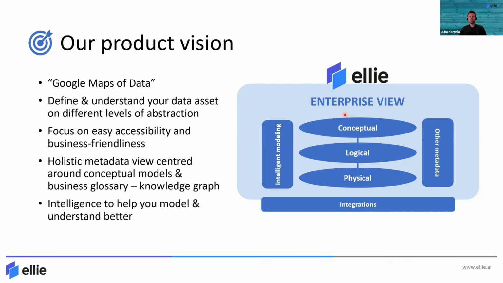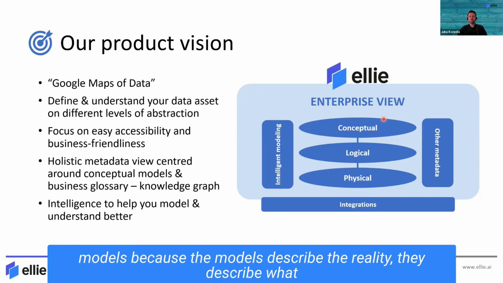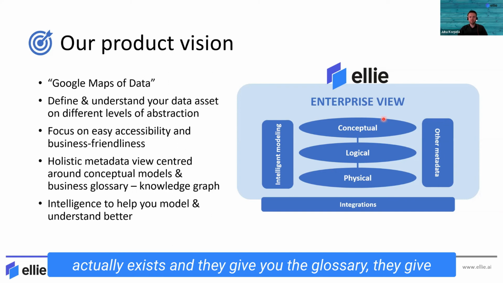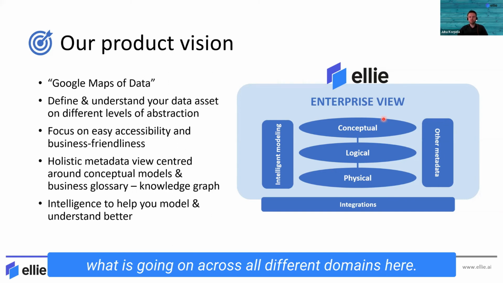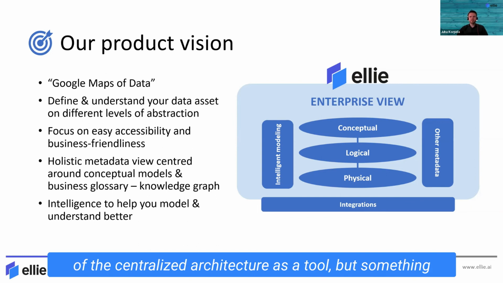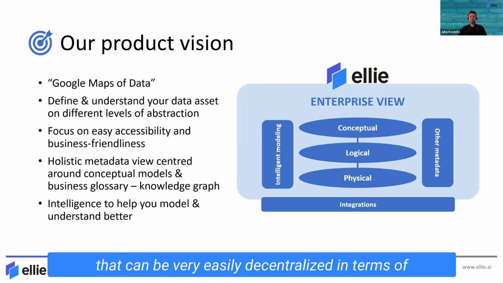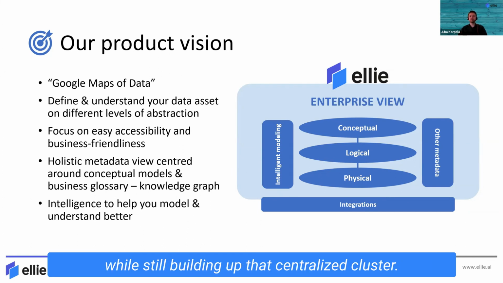doing this whole thing. But at the center of it all, we have the models, because the models describe the reality, they describe what actually exists, and they give you the glossary, the terminology that you need in order to understand what is going on across all different domains here. And we really see this working quite well in this kind of data mesh thinking. It is part of the centralized architecture as a tool, but something that can be very easily decentralized in terms of actual usage, where domains can model their own things while still building up that centralized glossary.